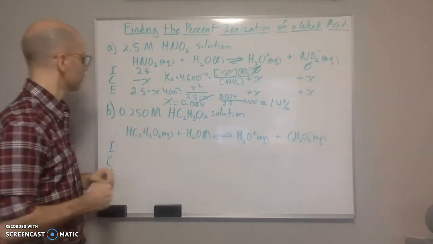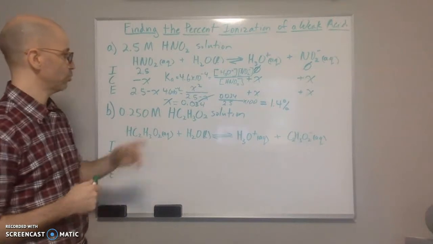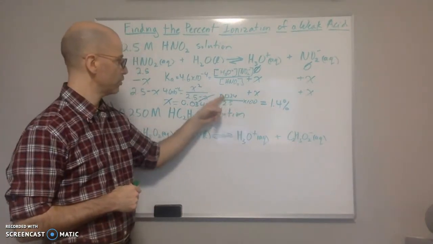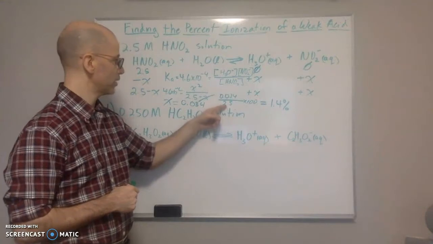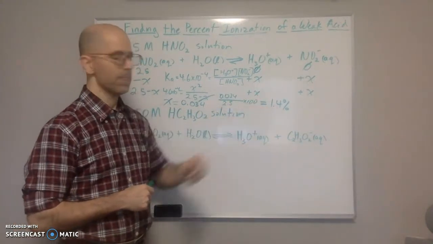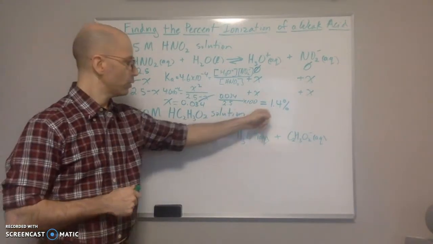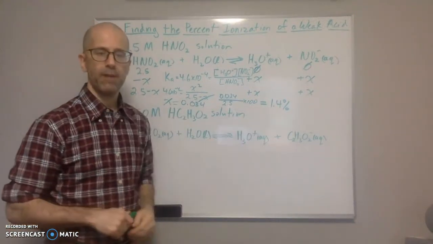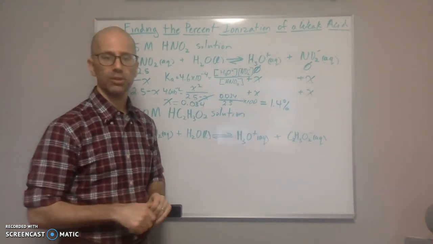And again, the 5% rule is this here. So the calculation would be, you take your X value divided by the original amount, you multiply by 100, and you get 1.4, which is the same number as the percentage. So this is less than 5%, so it's a valid assumption.